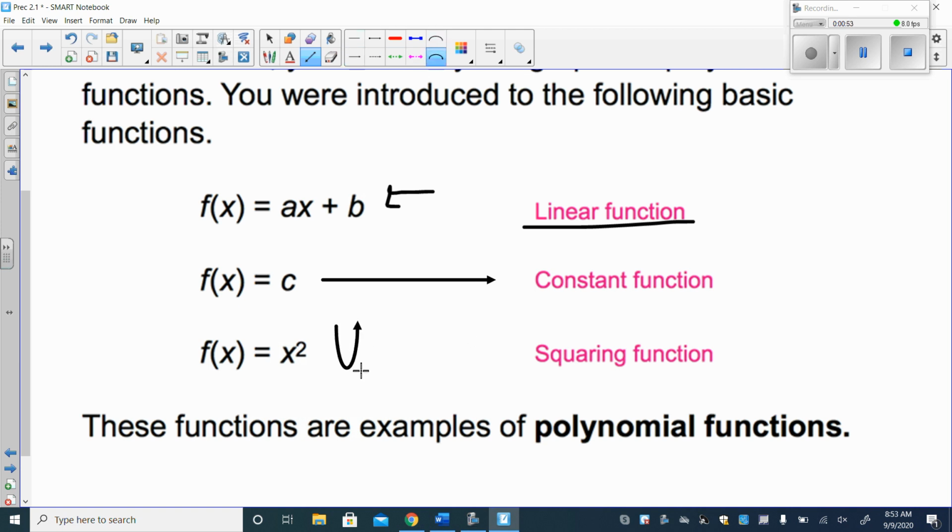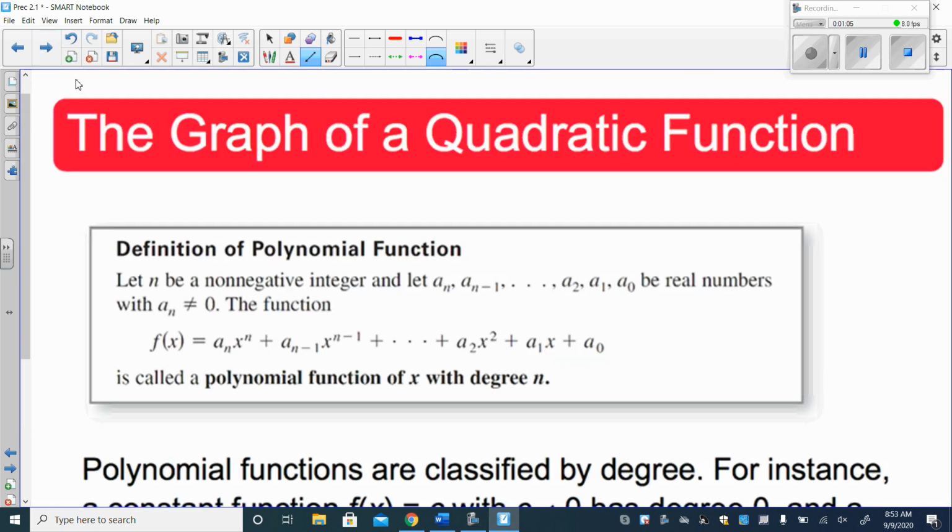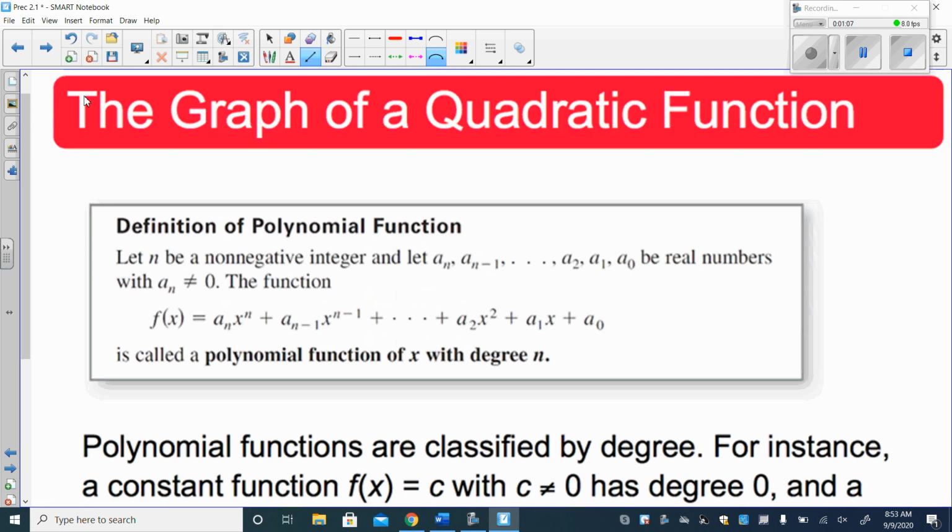Now f of x equals x squared gives us our u-shaped graph. It's kind of our quadratic. It's a type of quadratic. It's just called a squaring function because we're just squaring a number. So those are our kind of main graphs.